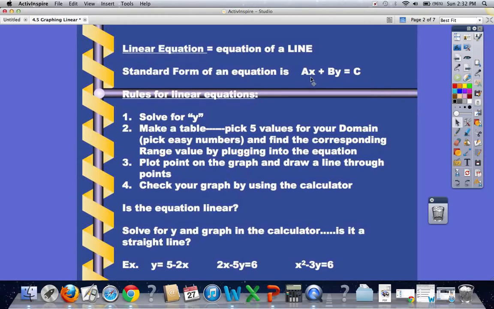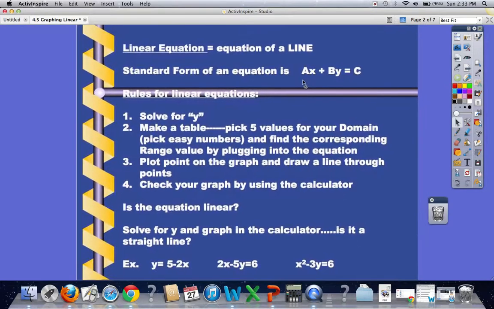These forms and formulas that we're going to be working with, these are all stuff that you have to memorize. They will not be on your formula sheets. So you need to remember that this is standard form, ax plus by equals c. So your x and y terms need to be on this side and c on this side if we need it in this format. All right, so now rules for linear equations.